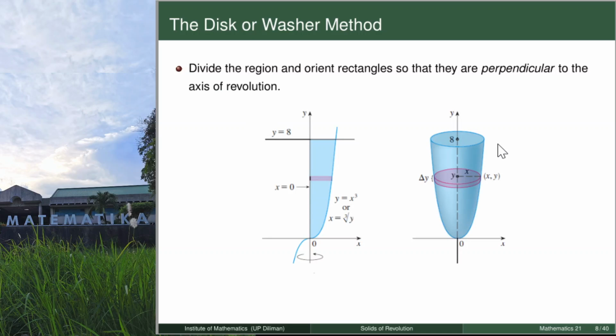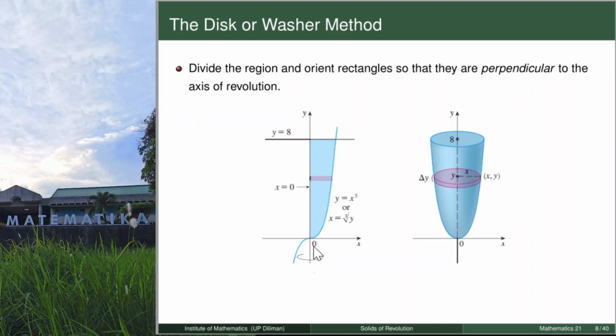First, we divide the region and orient the rectangles so that they are perpendicular to the axis of revolution. So for example, in this case, our axis of revolution is the y-axis, here. Okay? And we know that the y-axis is vertical. Therefore, we will use rectangles that are perpendicular to the axis of revolution. In other words, we will use rectangles that are horizontal. So we will divide the plane region into horizontal rectangles like this.